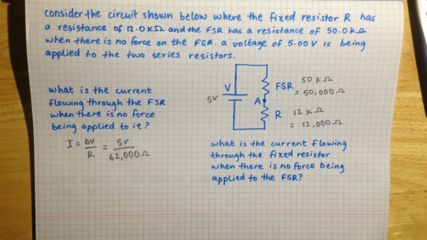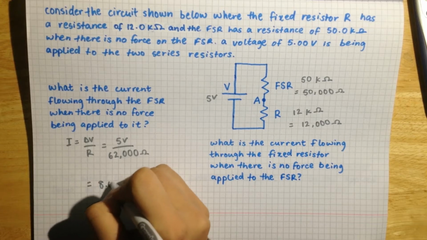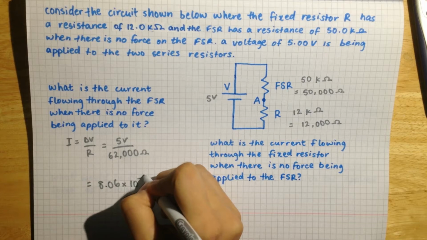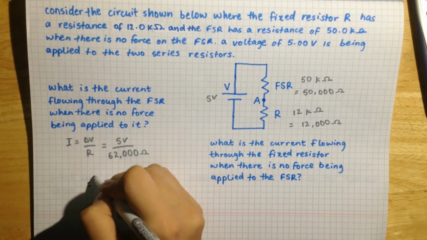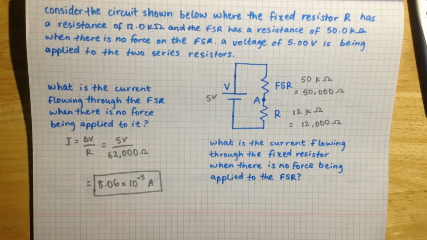And so we can just do 5 divided by 62,000 in the calculator. And this gives us a value in scientific notation of 8.06 times 10 to the negative fifth. And current is in amps. So this is the current flowing through this FSR resistor.